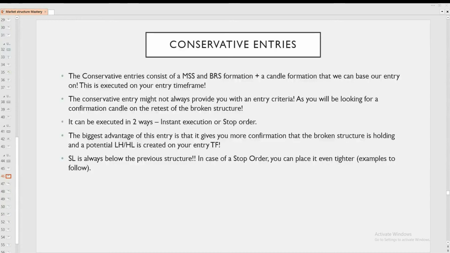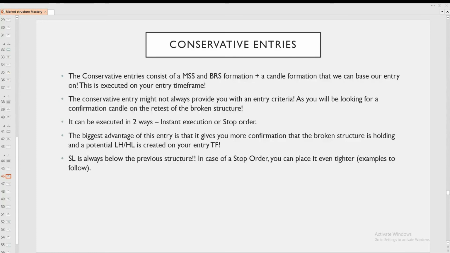Right, let's have a look at the first type of entries, which are the conservative entries. This kind of entry is going to provide you with a little bit more confirmation, okay? And this is actually the best time to put to use the candlestick formations, especially if you love using them, all right? So the conservative entries will consist of an MSS formation and a break and retest, because once the market shifts, you have a break and then potentially you're going to look for that retest, okay?